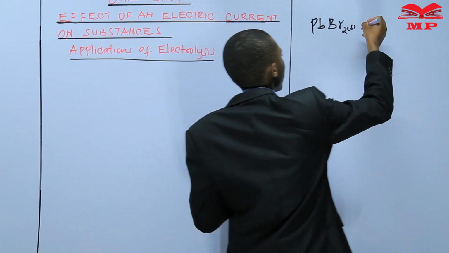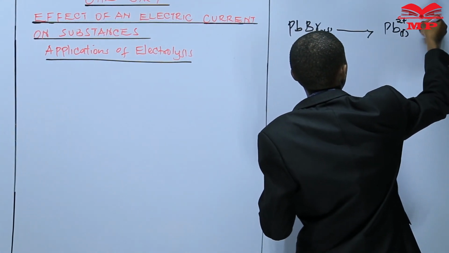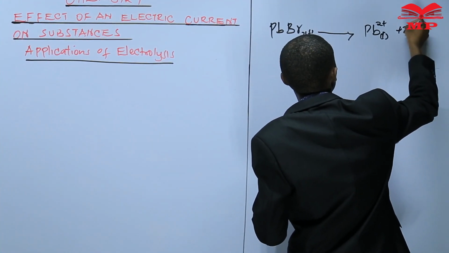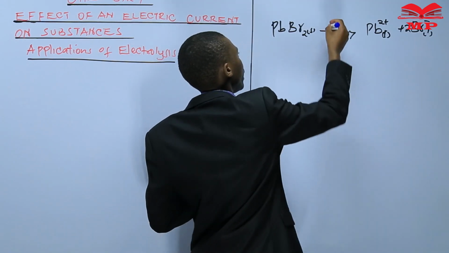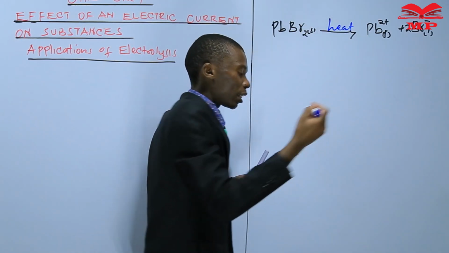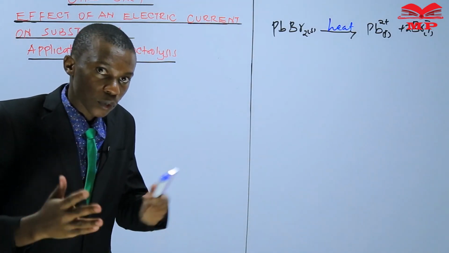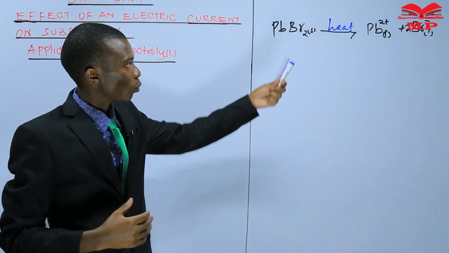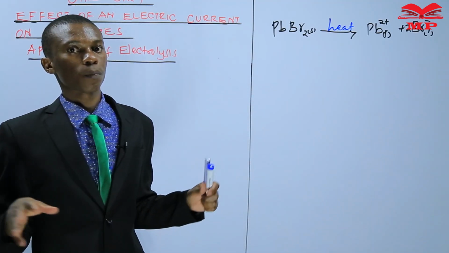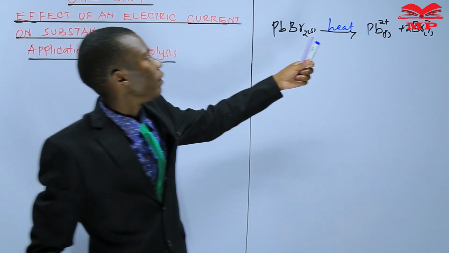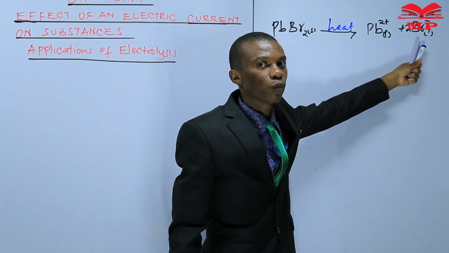Therefore, when this one is heated, then you have lead ions and bromide ions. They are now in liquid state. This is after heating. So that heat has weakened the electrostatic forces of attraction. And therefore, that's why the ions are now free. They are now mobile. They can move. And therefore, these positively charged ions, we said they will now move to the cathode, and these negatively charged ions will move to the anode.